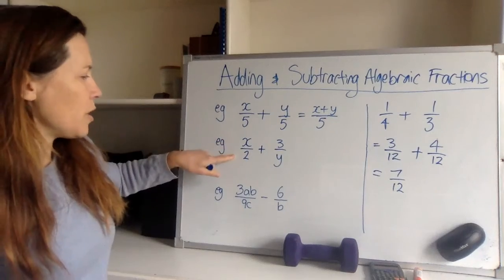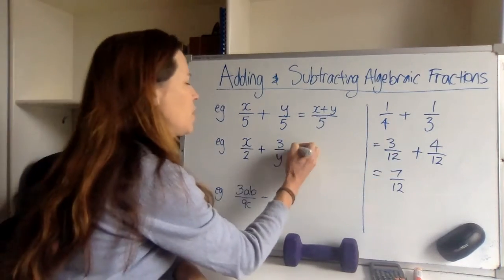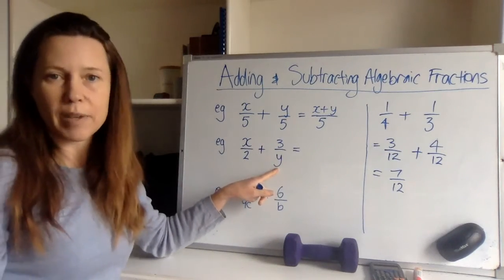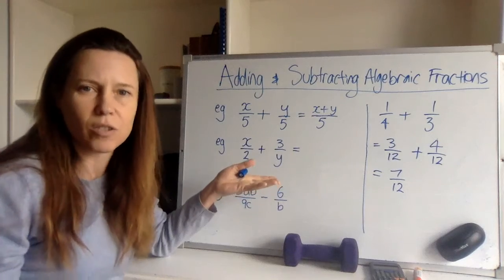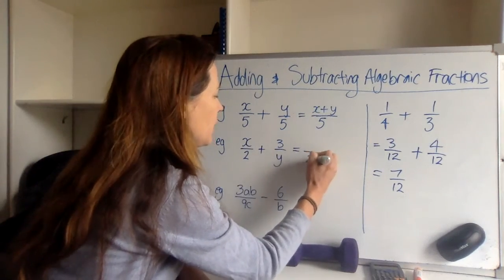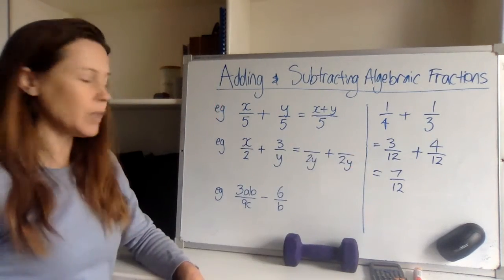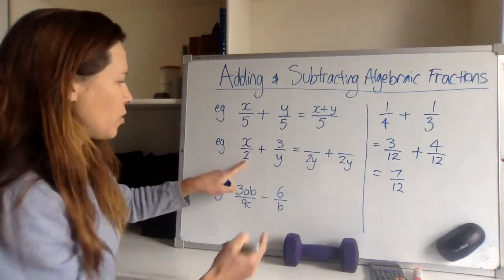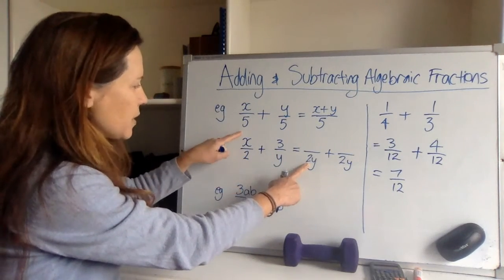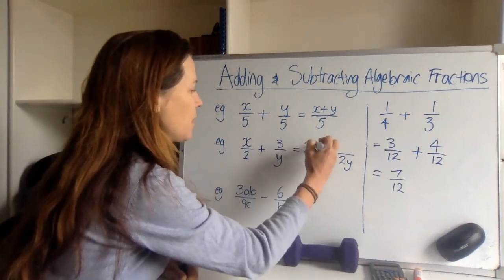For the next one, we don't have common denominators, so this one will be a two-step process. We need to make the common denominators first. Now, the smallest common multiple of 2 and y has to be 2 times y, which is just 2y. So I'm going to start by changing my question like that. Now I need to think, what did I do to 2 to turn it into 2y? I multiplied it by y. So I need to do the same to the top. And multiplying x by y gives me xy.